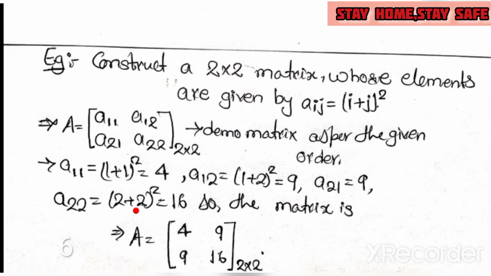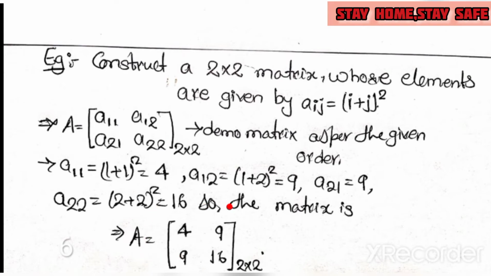So (2 + 2) whole square is equal to 4 whole square, that is 16. So the given matrix is, now what we do to get the matrix of the resultant is, the values we have got at the particular positions, we just substitute them at the required positions in the demo matrix to get the answer as the proper matrix.